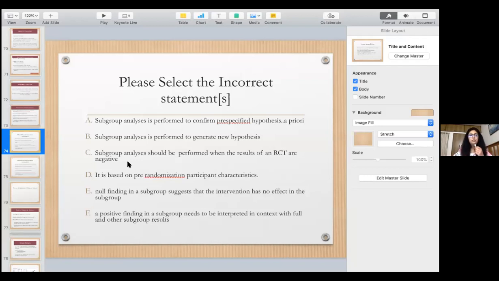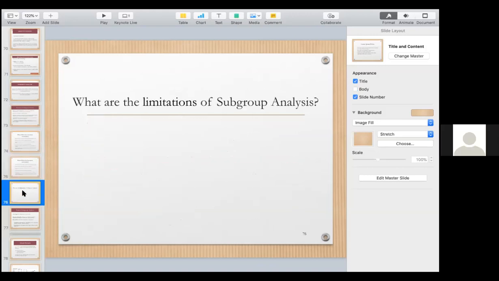So then null findings in a subgroup suggest that the intervention has no effect in a subgroup. Is that true? We just saw it in one of the questions earlier. No, maybe we don't have enough power to say that. Yes, very good. And a positive finding in a subgroup needs to be interpreted in context with the full and other subgroup results. Is that true? Yes, it's true. Right, very good.